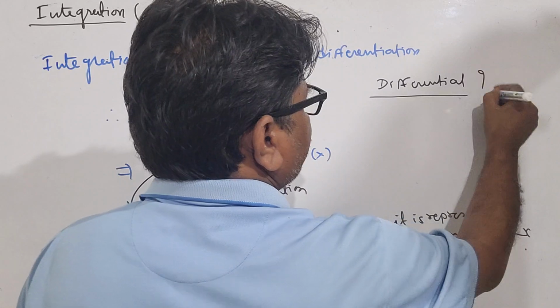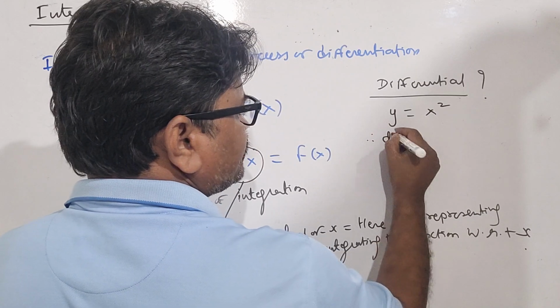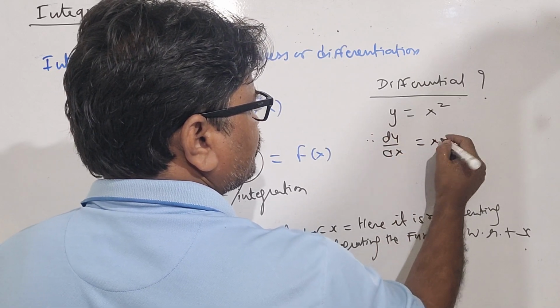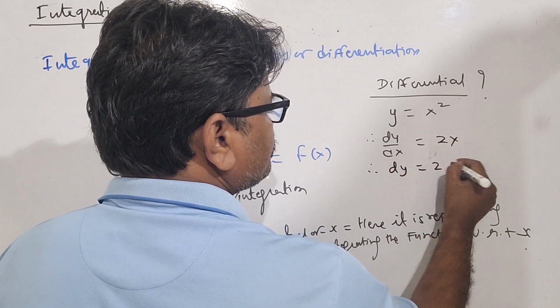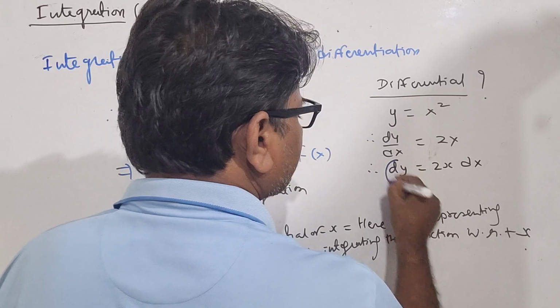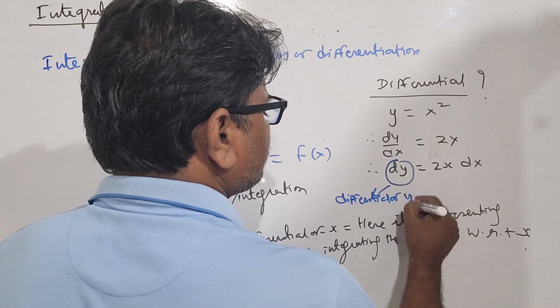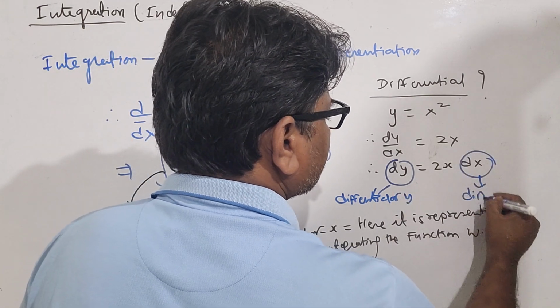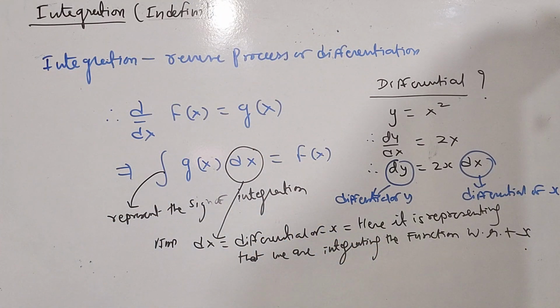What is differential? Okay, suppose y is equal to x square. Then I can find the derivative dy by dx as the derivative of x square. What is that? 2x. Then I can write dy is equal to 2x dx. Here dy is the differential of y, and dx is the differential of x, and this differential of x is actually a very, very small part of x.